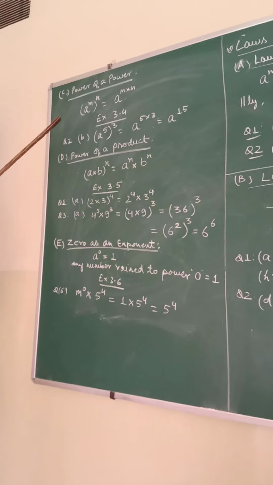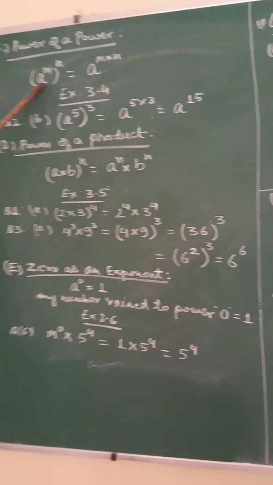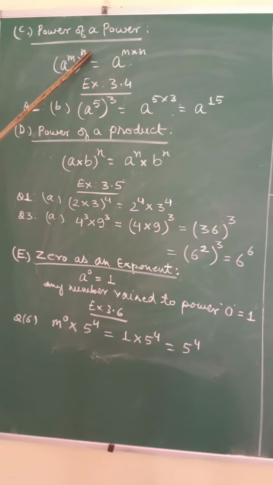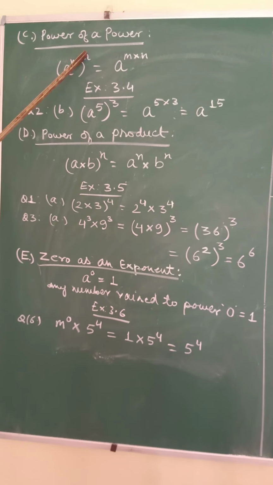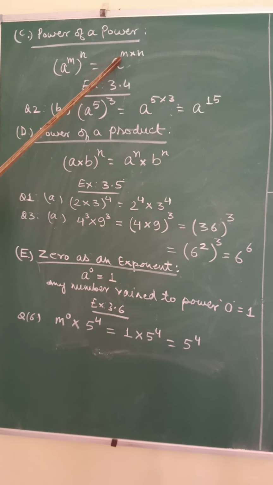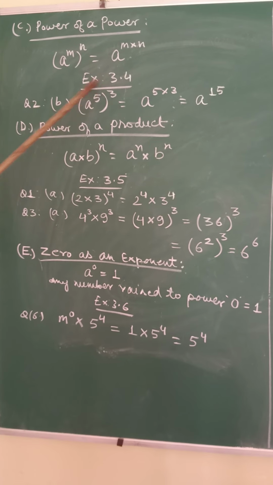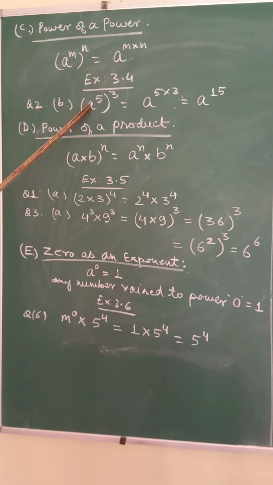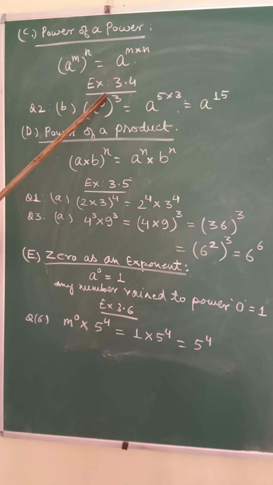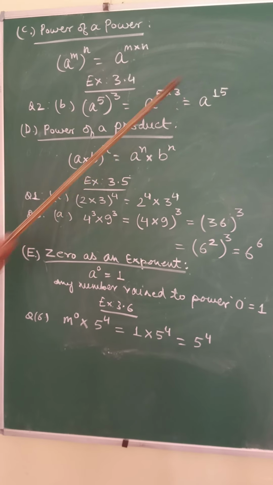And next is power of a power. So if a number is given in exponent form like this, a raised to power m, then whole power n, in this case the powers will multiply with each other. So here you can write a raised to power m into n. So based on this, we are in exercise 3.4. Question 2, b part, a raised to power 5 and whole power 3. So here you can see the powers will multiply with each other. A raised to power 5 into 3, a raised to power 15.